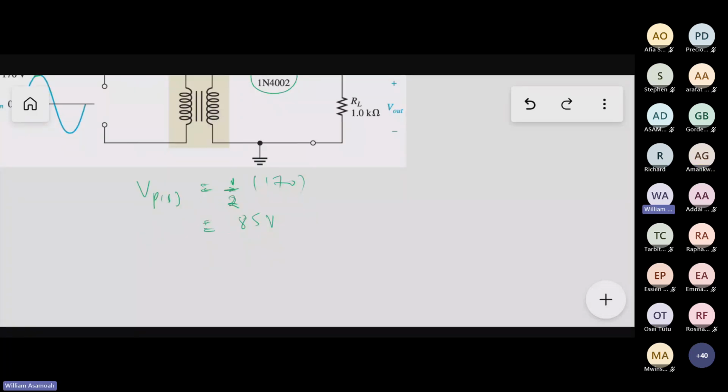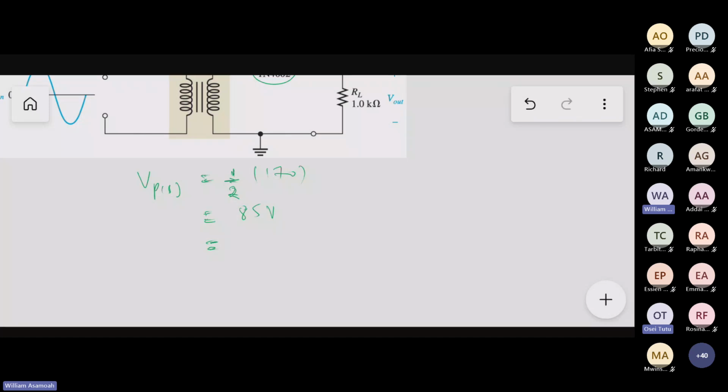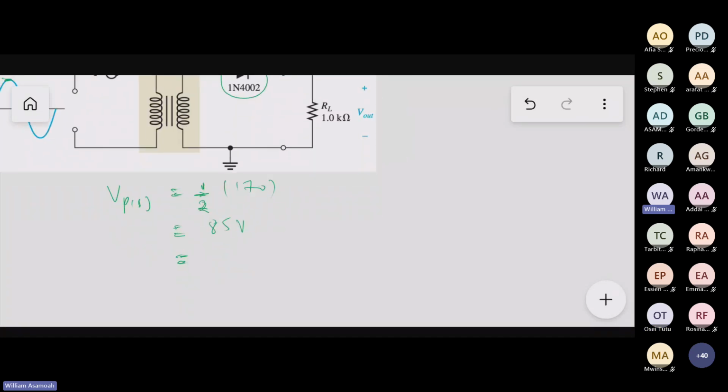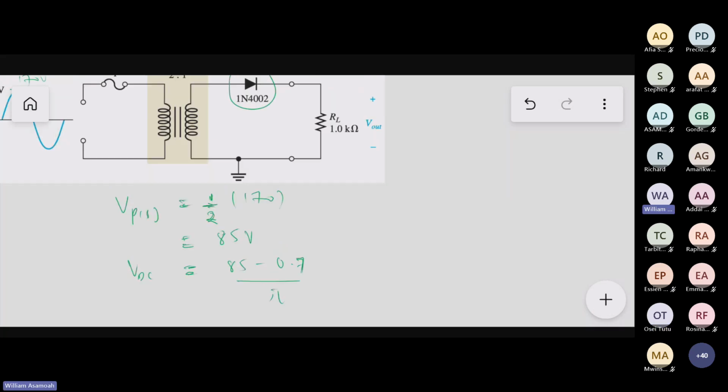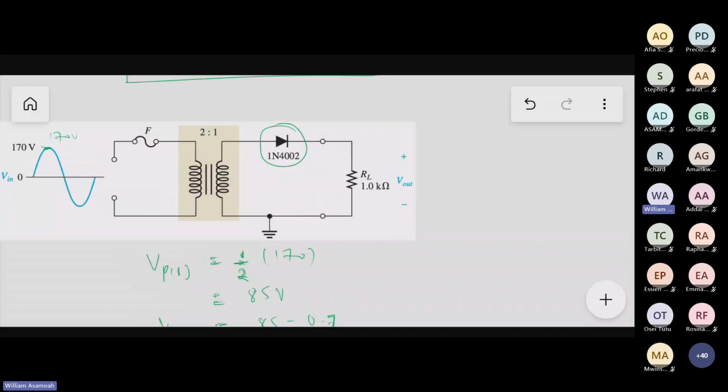But remember that I said the V peak, because the diode will latch 0.7, we can say that the VDC out is going to be (85 minus 0.7) over pi. Please, is that right? So you see, I told you that the diode always latches 0.7. Whatever input you give, it will take 0.7 and then the rest is what will be available at the output.